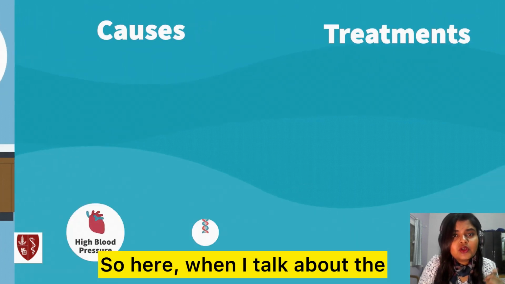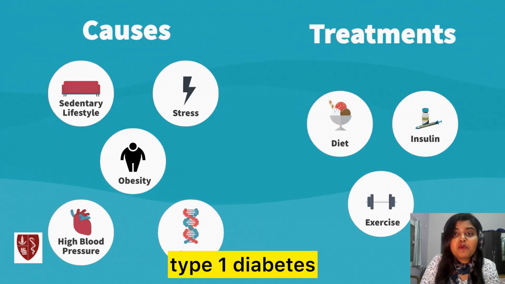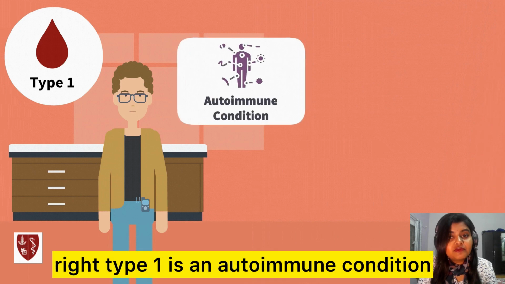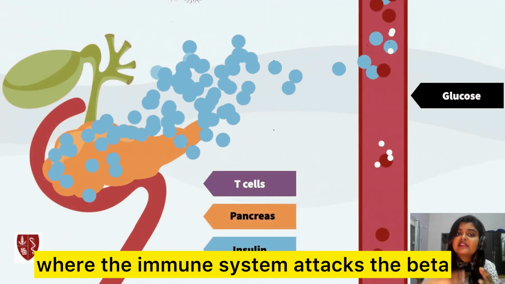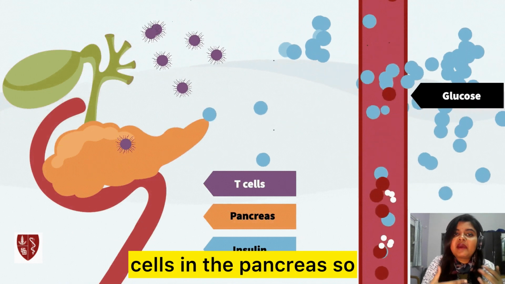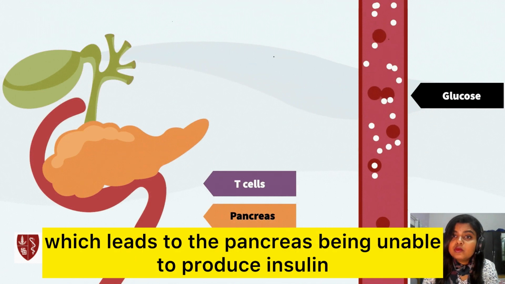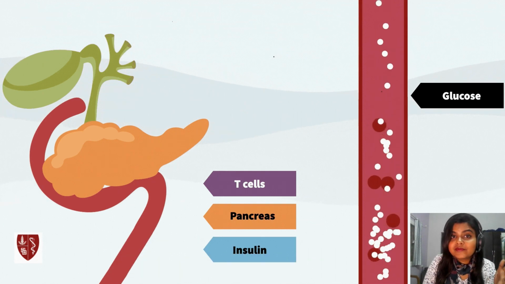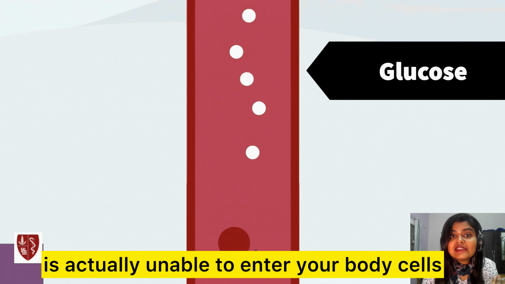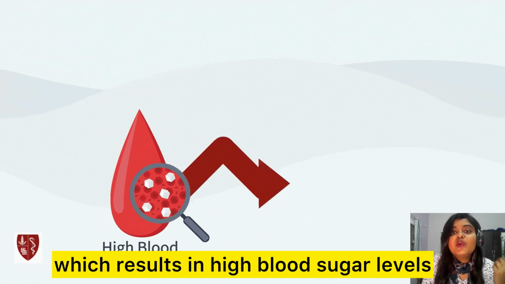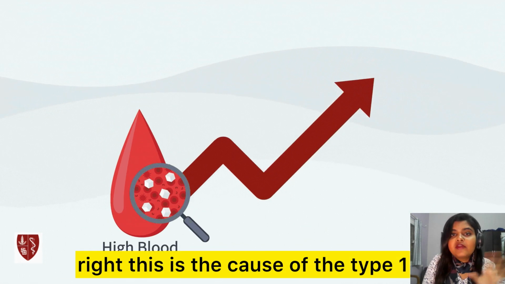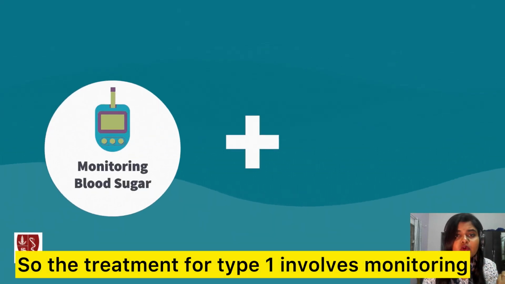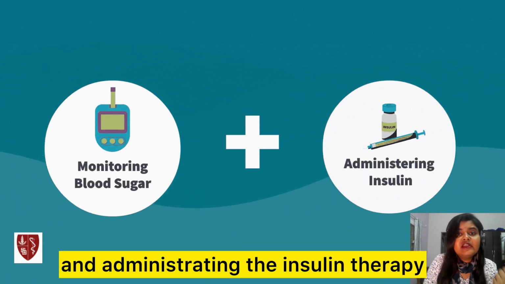So when I talk about type 1 diabetes, it is an autoimmune condition, right? Type 1 is an autoimmune condition where the immune system attacks the beta cells in the pancreas, which leads to the pancreas being unable to produce insulin because the body lacks insulin. What happens is the glucose is unable to enter your body cells, which results in high blood sugar levels, right? This is the cause of type 1. So the treatment for type 1 involves monitoring your blood sugar level and administering insulin therapy.